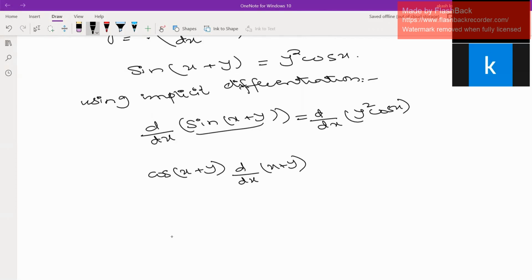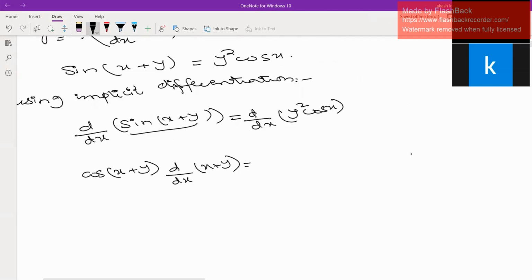which is x plus y. Okay, now on the right side of the equation, we have to apply the product rule because there are two functions, which are y square and cos x. So using the product rule, we have to write y square first, and then we have to take the derivative of cos x, which will be sine x, right?